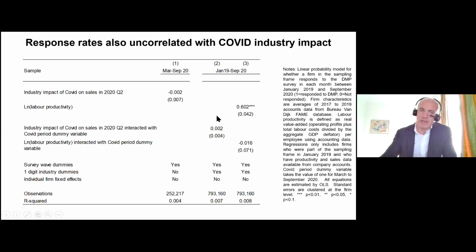And what I've done here is interacted these coefficients, be they industry dummies or industry impact, or the level of labor productivity, with the COVID period, and you can see here that those interaction dummies are statistically insignificant. So we don't see any statistically significant evidence that response bias, to the extent that it existed in the survey before COVID, has changed at all.